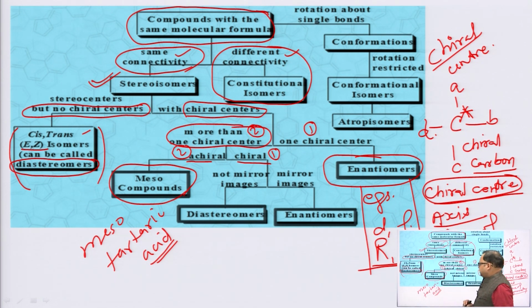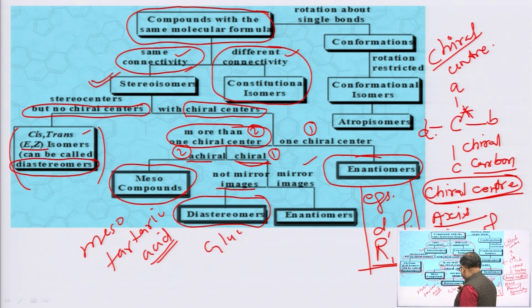Now, if we look at another possibility with a chiral center, they can exist with a mirror image or without a mirror image. If they exist without a mirror image, again they will be considered as diastereomers. We can look at examples like glucose, citric acid, and tartaric acid. There are so many examples using which we can explain the phenomena of diastereomers.